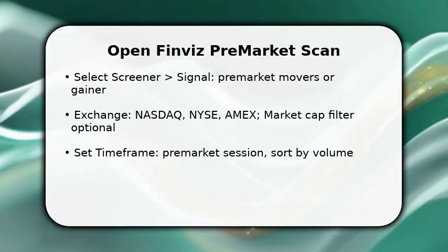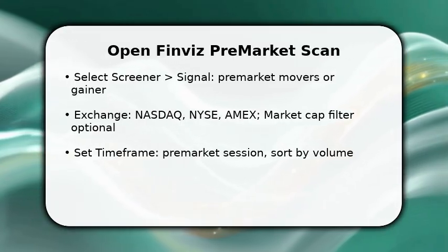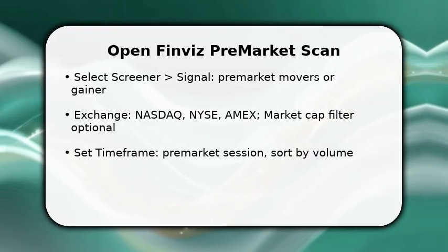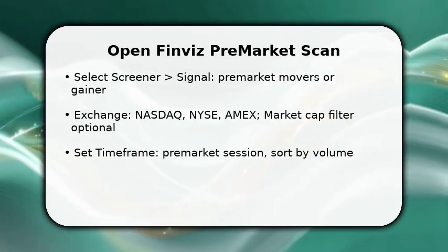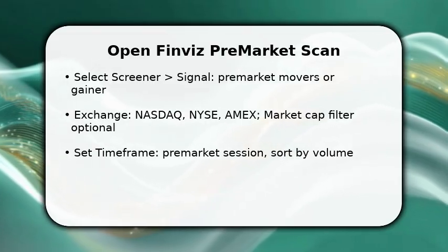You start at Finviz. Open the screener tab. Choose the signal filter for pre-market movers so you only see stocks active before market open. Next, pick exchanges, NASDAQ, NYSE, or Amex, so you limit noise to venues you trade.